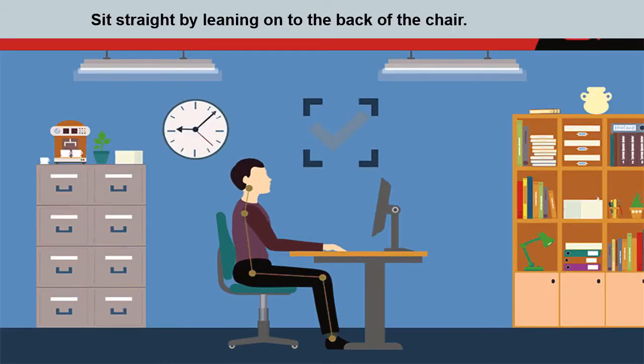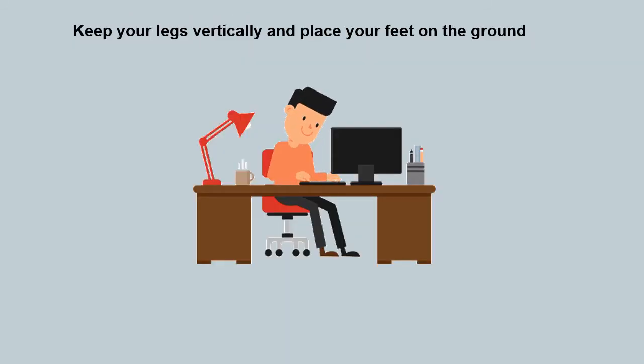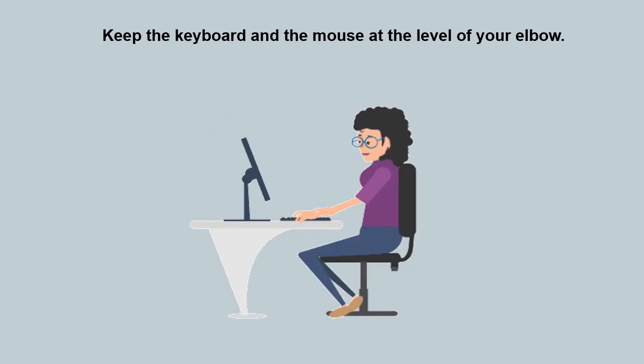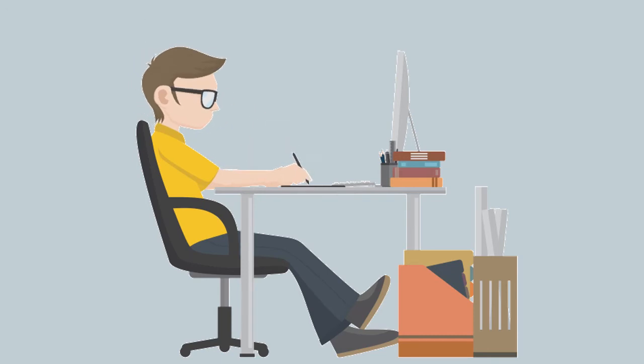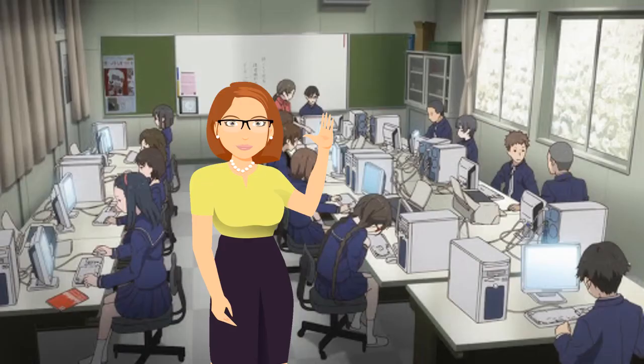Sit straight by leaning on the back of the chair. Keep your legs vertical and place your feet on the ground. Keep the keyboard and the mouse at the level of your elbow. In addition to that, adjust the brightness and the contrast of the computer screen to suit your eyes. Often give a rest to your eyes if you are working on your computer for a long period of time, although an incorrect posture can cause health issues.